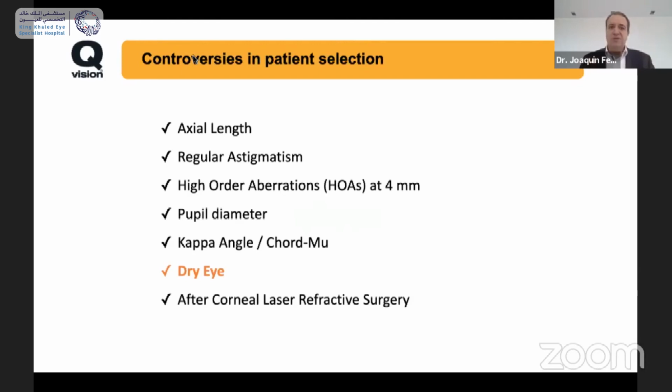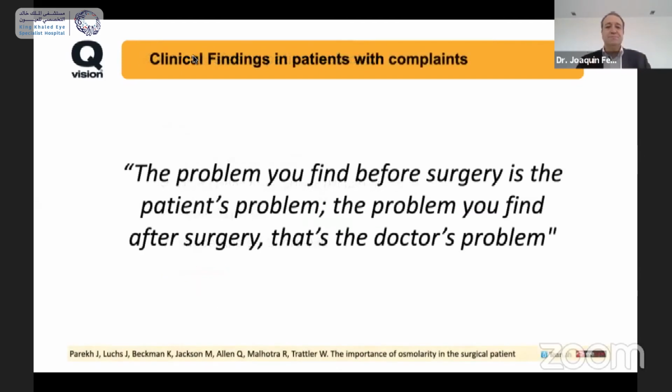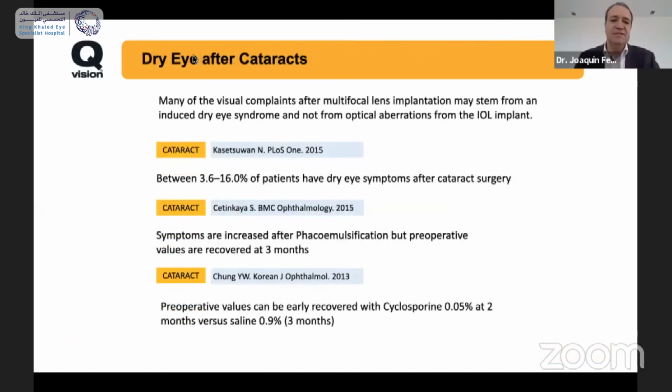We have also another controversy with dry eye, you know, and this sentence is very clear for me. I think this is very clear for you also. The problem that you find before the surgery is the patient's problem, but the problem that you find after the surgery, this is our problem. So it's very important to know exactly this paper that has been published that we could have a visual complaint after the multifocal lenses induced by dry eye and not from the optical aberration of the multifocal lens.